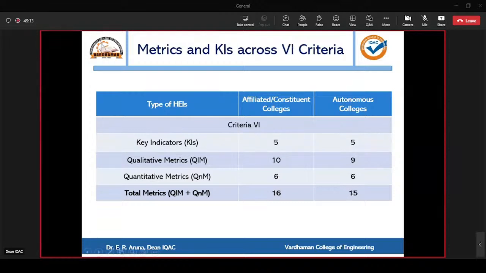Let me continue with the 6th criteria. The key indicators are 5 for both affiliated colleges and autonomous colleges. Qualitative metrics are 10 for affiliated, whereas 9 for autonomous colleges. What is the one difference? I'll let you know. Coming to quantitative metrics, both are 6, and the total metrics for affiliated are 16, whereas for autonomous they are 15.